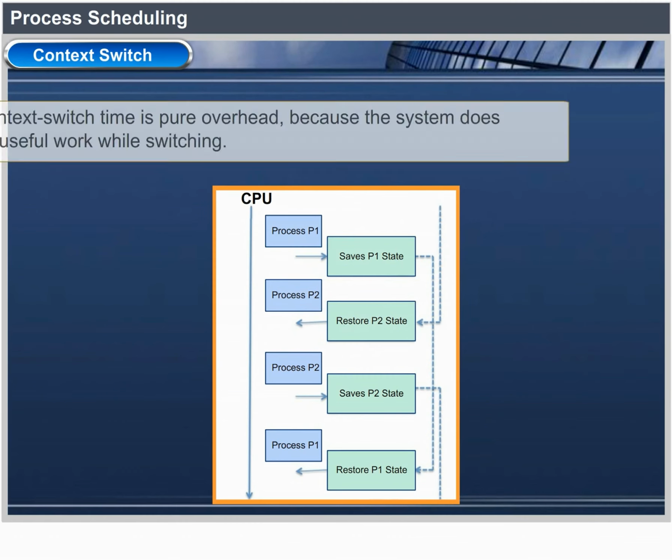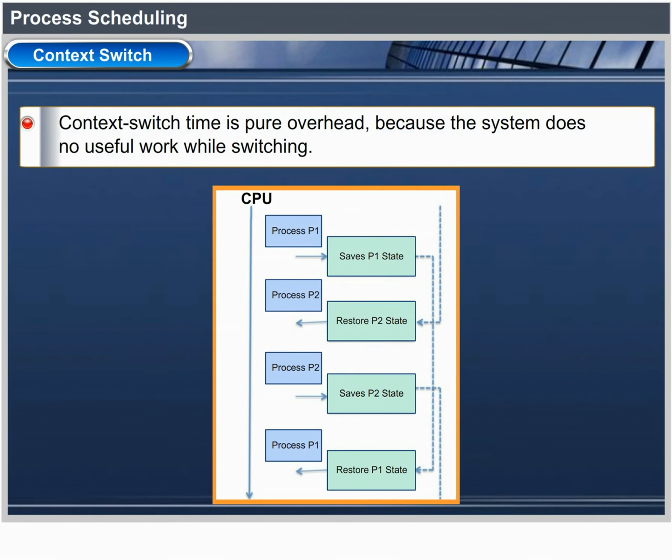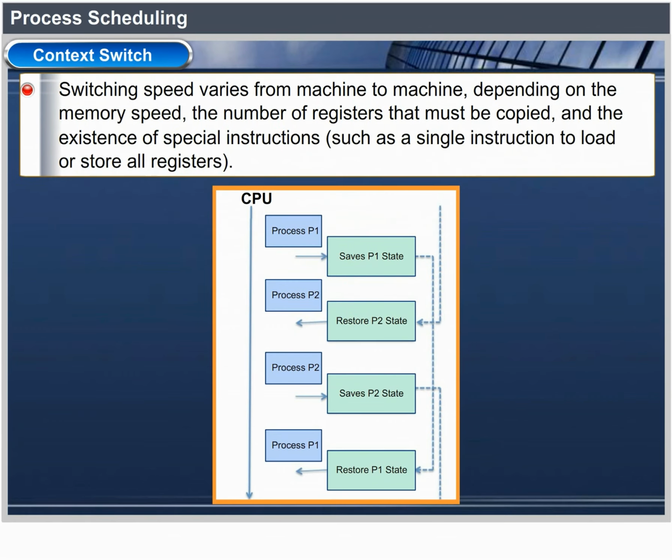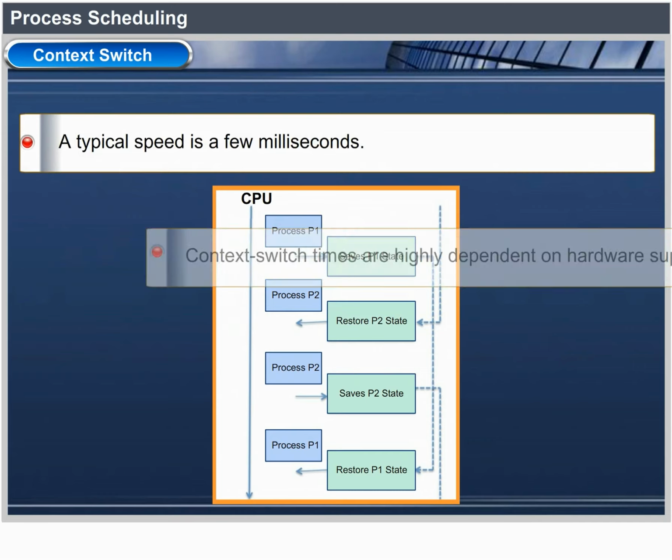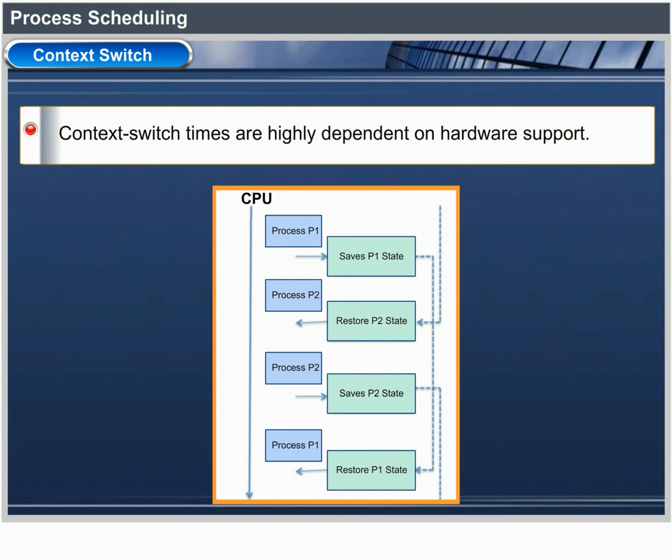Context switch time is pure overhead because the system does no useful work while switching. Switching speed varies from machine to machine depending on the memory speed, the number of registers that must be copied, and the existence of special instructions, such as a single instruction to load or store all registers. A typical speed is a few milliseconds. Context switch times are highly dependent on hardware support.